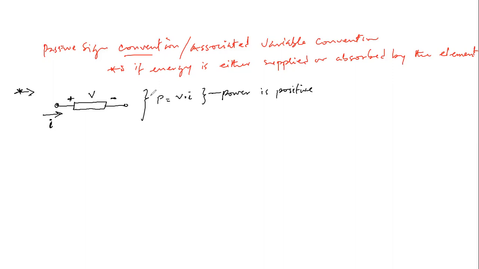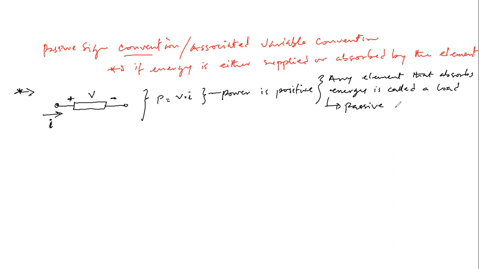Now, once power is positive, it means that the element absorbed the energy. So such an element is called a load. In other words, any element that absorbs energy is called a load. And usually we call them passive elements, because they seem not to be making too much contribution, loosely speaking. All they do is take. They keep taking and taking, and in essence, the world is looking for those that will give. By the way, sometimes you have to also take so you could give. So it means it is a load, it's passive, power is positive.